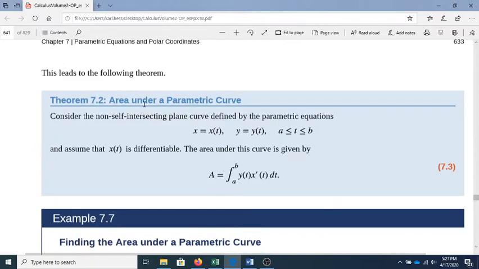Aha! So, what does it say? It says, consider the non-self-intersecting plane curve. Yeah, that would actually kind of mess us up if it doubles back on itself, which is a real possibility with parametric curves. Defined by the parametric equations x as a function of t, y as a function of t, and t on some interval. And assume that x of t is differentiable. Then the area under the curve is given by, well, y of t is replacing the f of x, and x prime of t dt, that's replacing the dx.